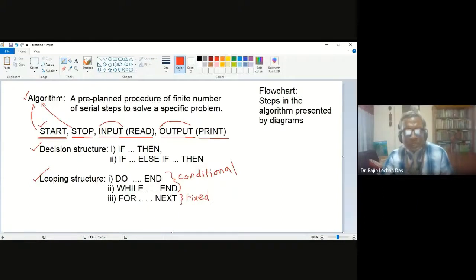And let us finish the class here and come back again tomorrow. I will show you some of the algorithm examples.